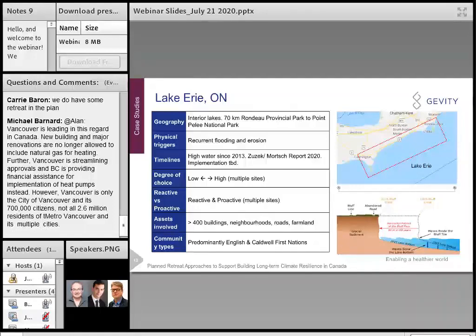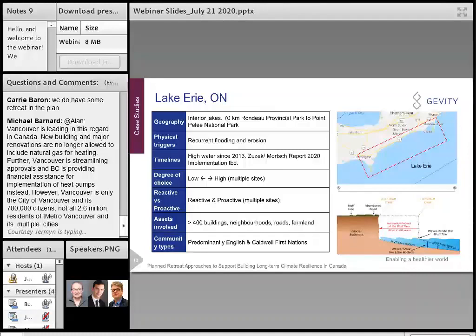And this has all been driven by the high water levels in the Great Lakes, especially in this case, Lake Erie, since 2013. A lot of information, if you're interested in delving into this more deeply, Peter Zuzik and Linda Morch released a report in late April, and a lot of the information that we've looked at was sourced from that report.